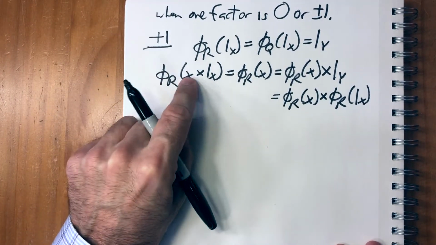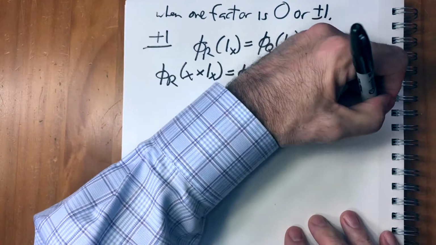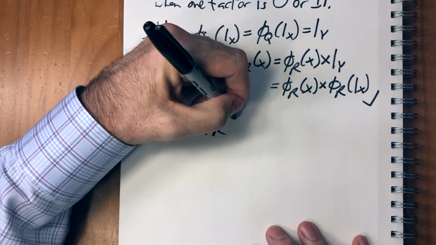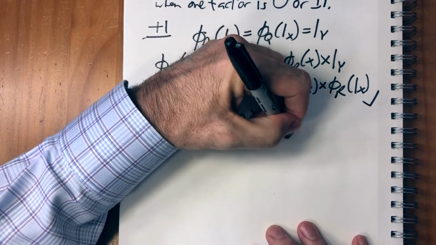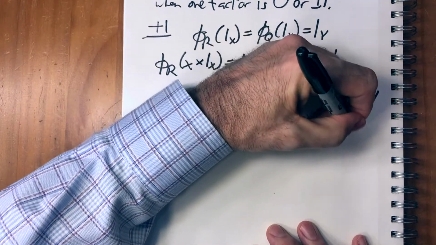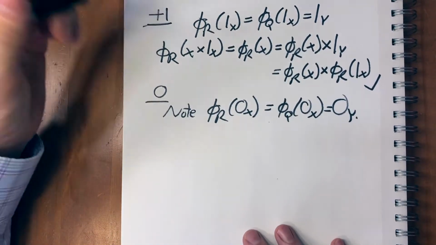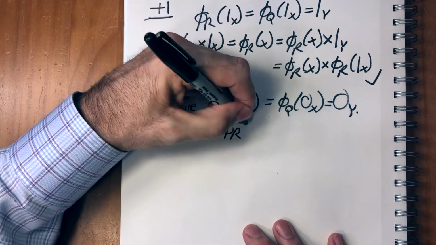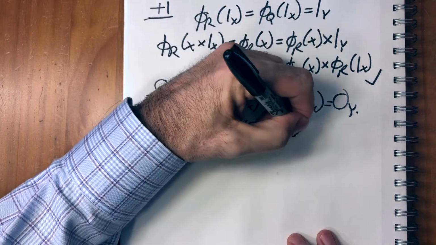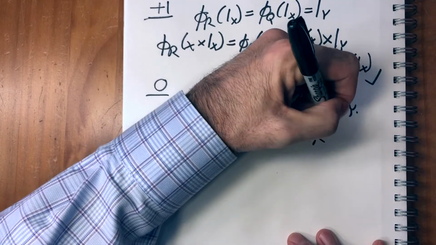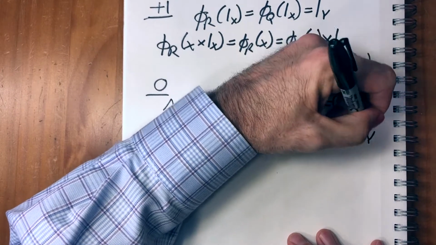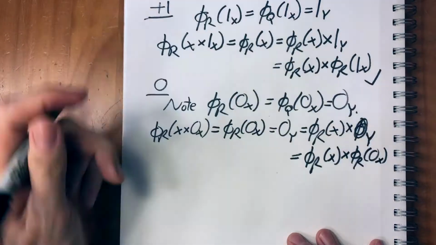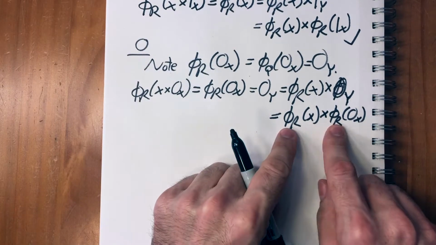So we just showed that phi r of x times 1 equals phi r of x times phi r of 1. That's 1. Now 0. So first note that phi r of 0x, same thing, equals phi q of 0x equals 0y. With this, we can do almost the same thing. We have that phi r of x times 0 equals phi r of 0. That equals 0 in y. That equals phi r of x times 0 in y. And that equals phi r of x times phi r of 0. So phi r of x times 0 equals phi r of x times phi r of 0.